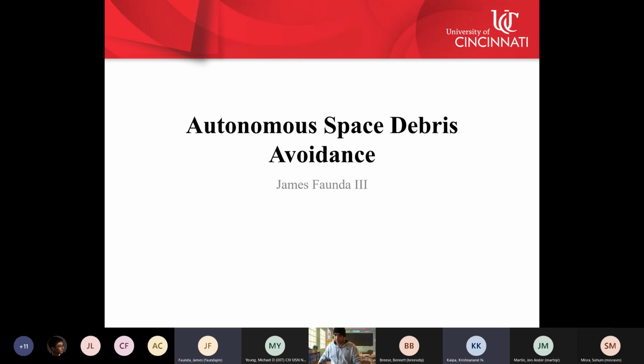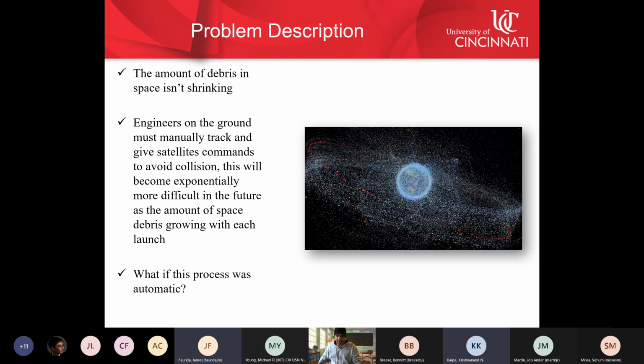All right, so my name is James Faunda III, and my project was autonomous space debris avoidance. With the problem description, the reasoning behind this project is that the amount of space debris in space is not shrinking. Currently, for satellites to avoid collision with larger pieces of space debris, an engineer on the ground will have to track and determine the risk of collision. If it's high enough, then they'll have to command the satellite to maneuver out of the collision zone. And as the amount of space debris increases with each launch, this process will become exponentially more difficult. If this avoidance process was automatic, it would ease the burden of the engineer.